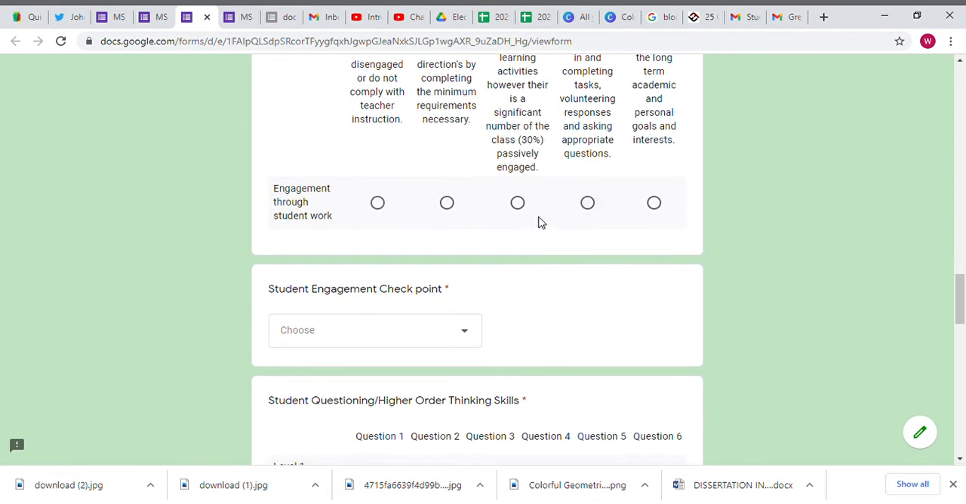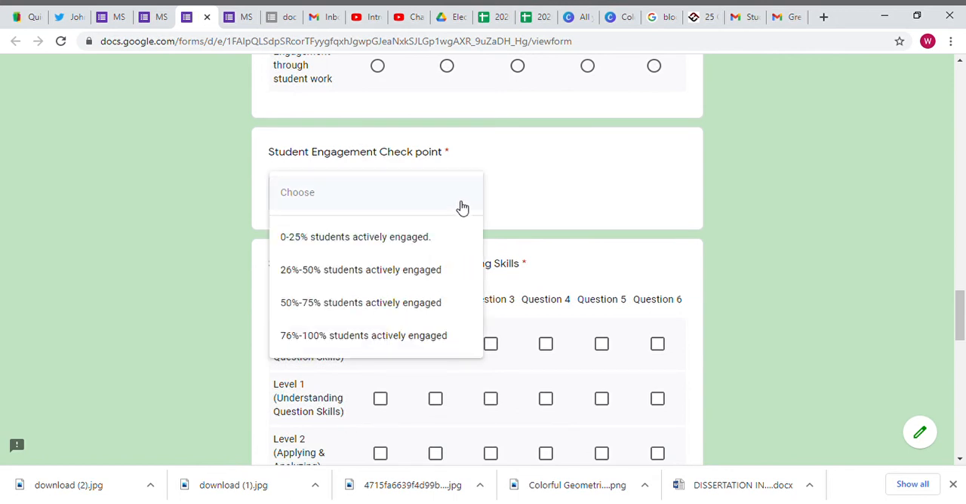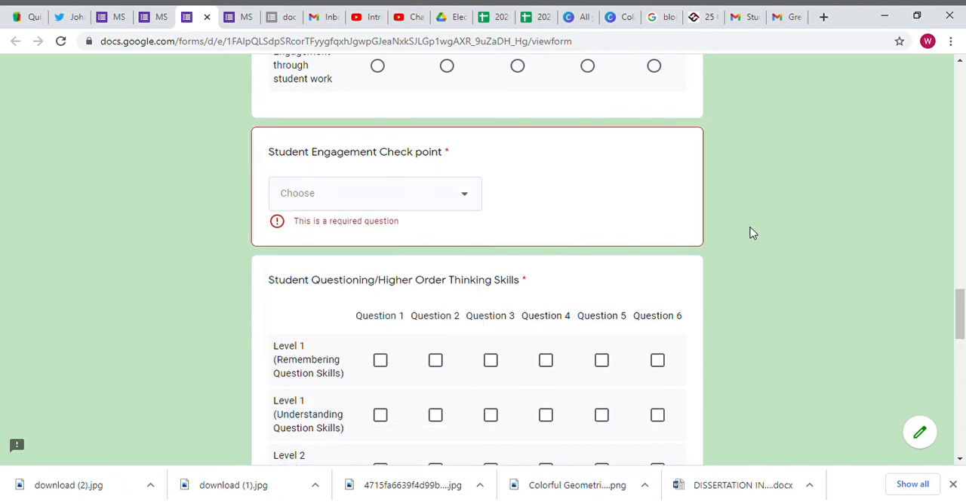Next is a student engagement checkpoint. What happens is that there is a point, unbeknownst to the teacher, that the observer will turn around and take a snapshot of the learning. In that snapshot, they are going to see and determine and count physically the number of students who are actively engaged in the teacher instructions at that time. And then we're going to mark which percentage that is during that checkpoint. Is that 25% and lower? Is that 50% to 75%? Is that 76 to 100? That's what we do at that checkpoint.